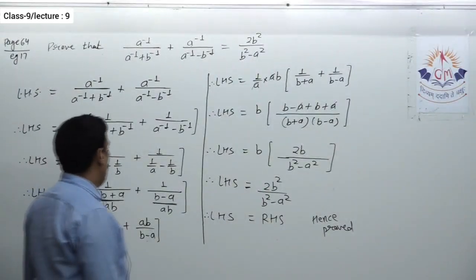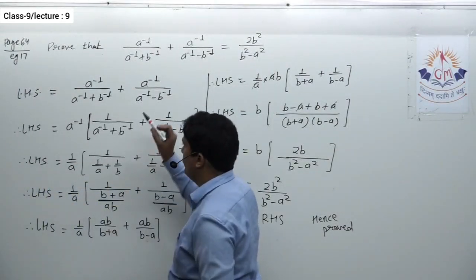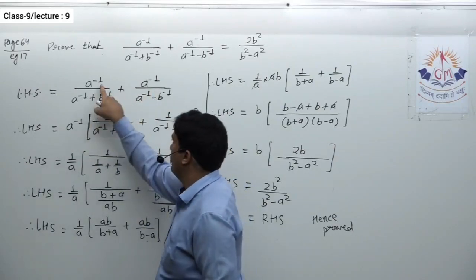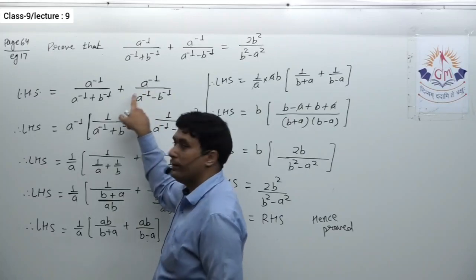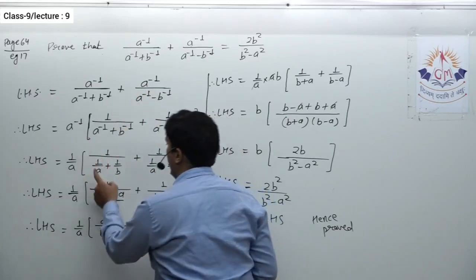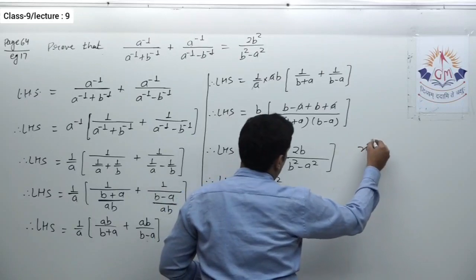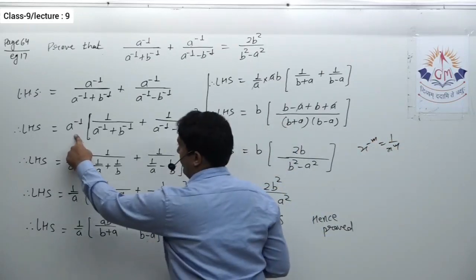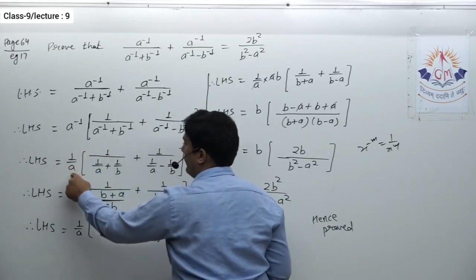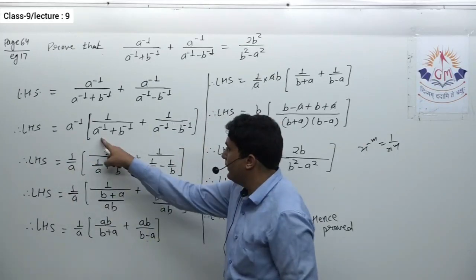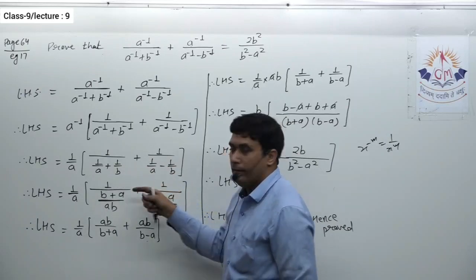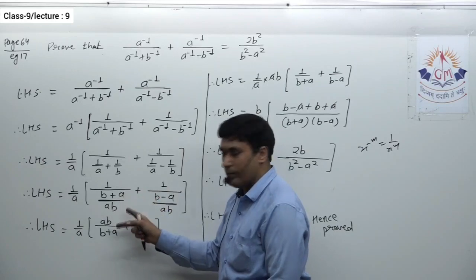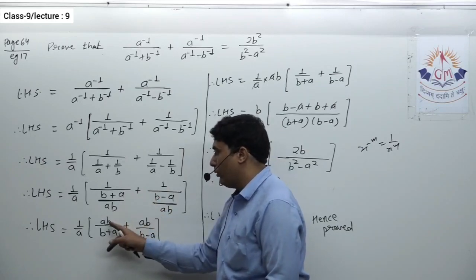I hope this is clear to you, but let me explain this once again. First of all, I took a raised to minus 1 common because it was in the numerator of both the terms. Then I applied the law x raised to minus m is equal to 1 upon x raised to m. With the help of that, I wrote a raised to minus 1 is equal to 1 upon a, as well as these four terms in this way. Then I took the LCM over here as well as over here. Then it was a mixed fraction, so I wrote it as a simple fraction.